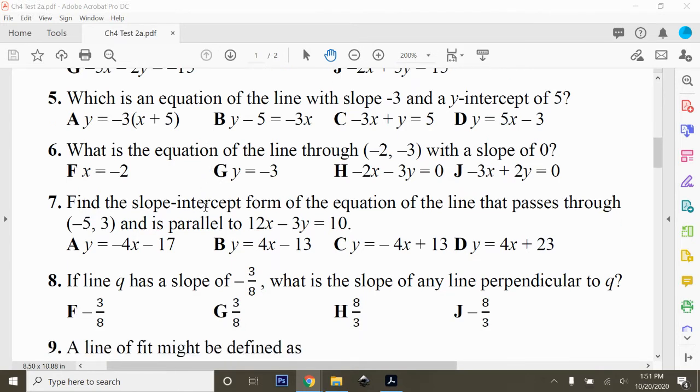5. Which is an equation of a line with a slope of negative 3 and a y-intercept of 5? A, y equals negative 3, parentheses, x plus 5. B, y minus 5 equals negative 3x. C, negative 3x plus y equals 5. Or D, y equals 5x minus 3.